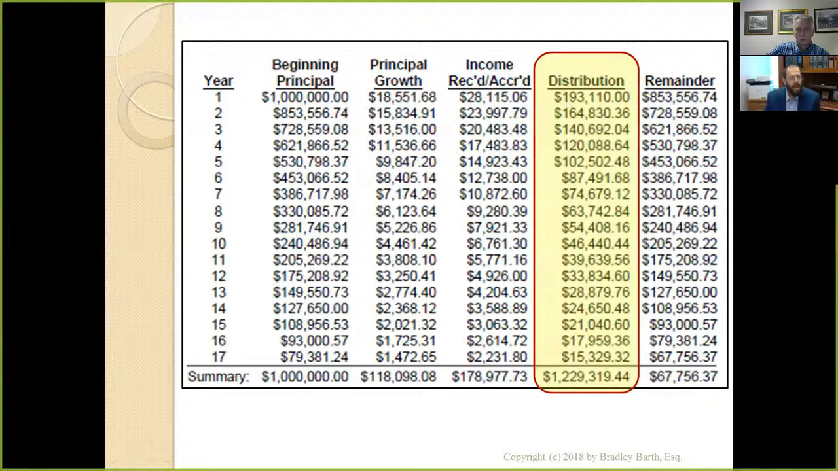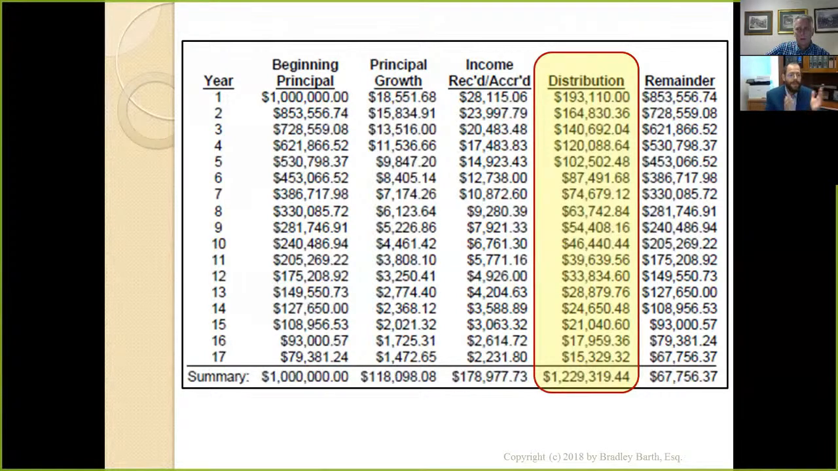Look at this, Paul. $193,000 will be distributed to the client in year one. Year one. You take out a little bit of capital gain tax. You take out a little investment. There is some tax that comes out, but the lion's share, $193,000, comes out in year one.